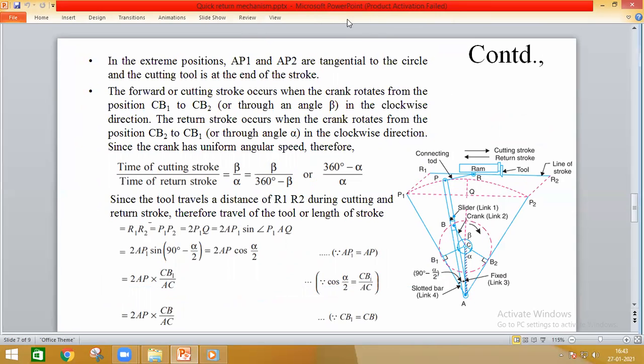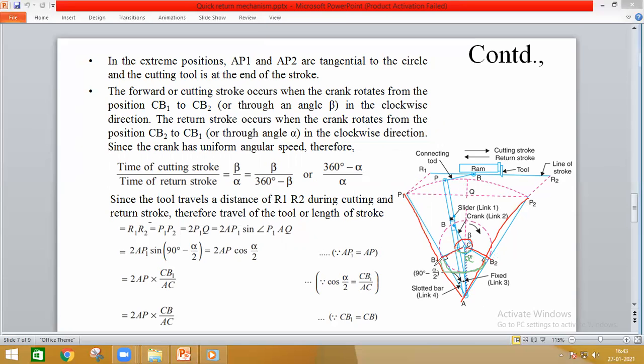And in the extreme positions, as I have already told you, AP1 and AP2 form tangents. During the forward or cutting stroke, CB1 to CB2 makes the angle beta. So beta is the angle formed during the cutting stroke. Similarly, when the crank moves from CB2 to CB1, this forms an angle alpha.